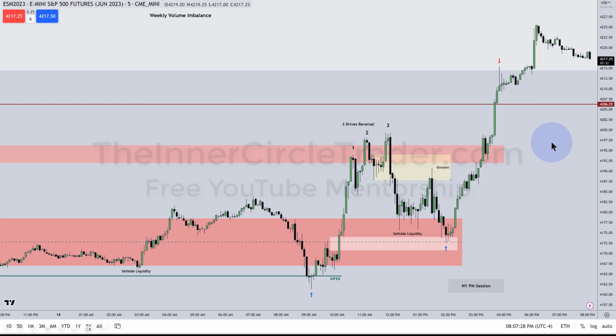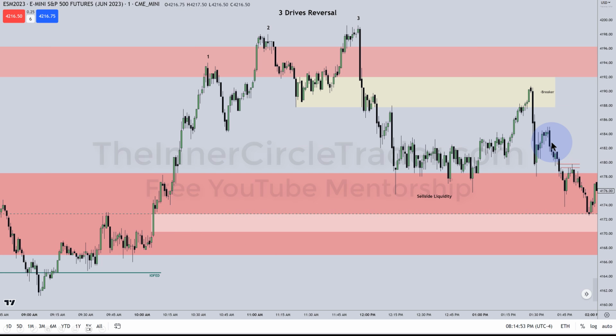So here we have a closer look on the 1-minute chart. Imbalance refined into that fair value gap here. It drops down, clearing up relative equal lows here. Before we get to that, let's look at the 3 drives pattern. We have consequent encroachment of this imbalance. Runs above this short-term high.